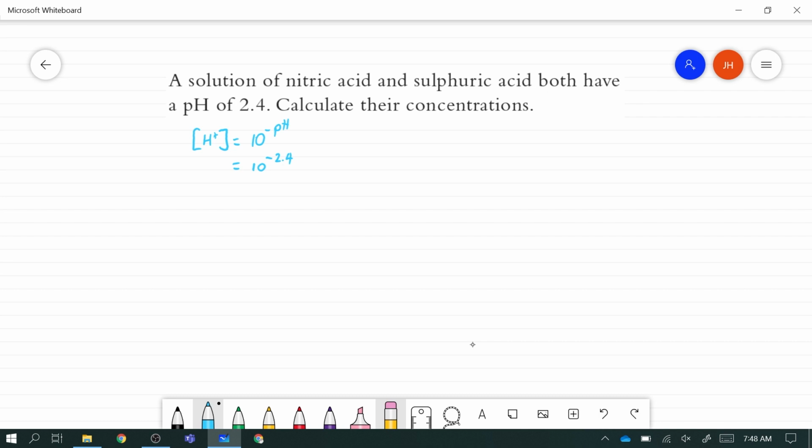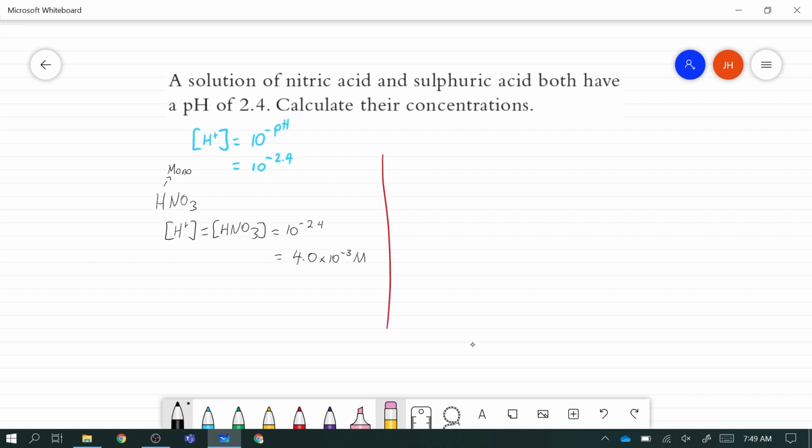However, the problem becomes a little bit more complex when we look at the formulas of both of the acids. We're going to start with nitric acid first. HNO3 is its formula. This means that the substance is monoprotic. Because it's monoprotic, we can make the assumption that the hydrogen ion concentration, which we've just written an equation for, is going to be exactly the same as the concentration of the nitric acid in solution. So that's going to be 10 to the power of negative 2.4. Putting that into our calculator, we should find that that is 4.0 times 10 to the negative 3 moles per liter.